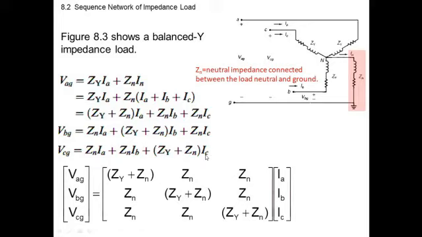Or we can write this in the form of a matrix. In matrix form, we have all these components VAG, VBG, VCG. Similarly, for the IA column we have ZY plus ZN, ZN, ZN. For the IB column, ZN, ZY plus ZN, ZN. And the same for IC: ZN, ZN, ZY plus ZN, multiplying IA, IB and IC. Or simply, we can write that VP is equal to ZP into IP. The voltage matrix is equal to the impedance matrix into the current matrix.